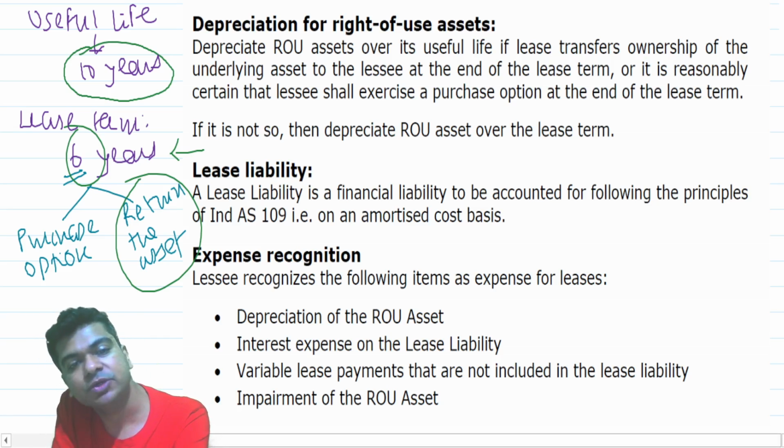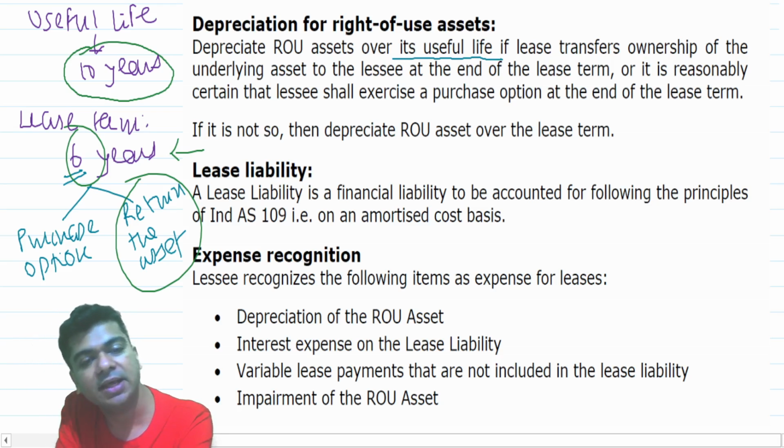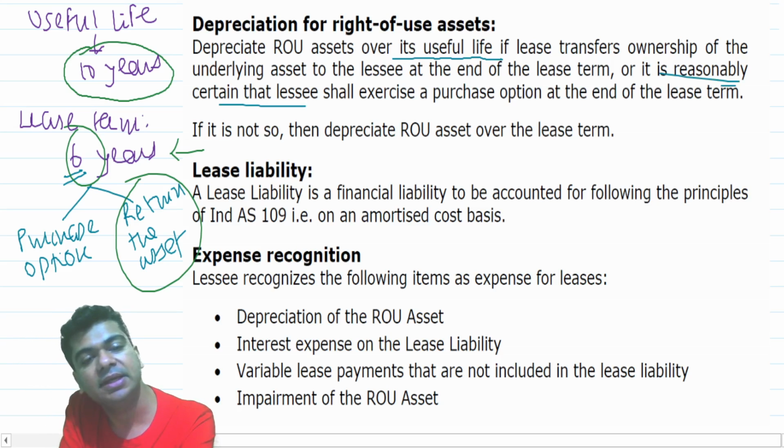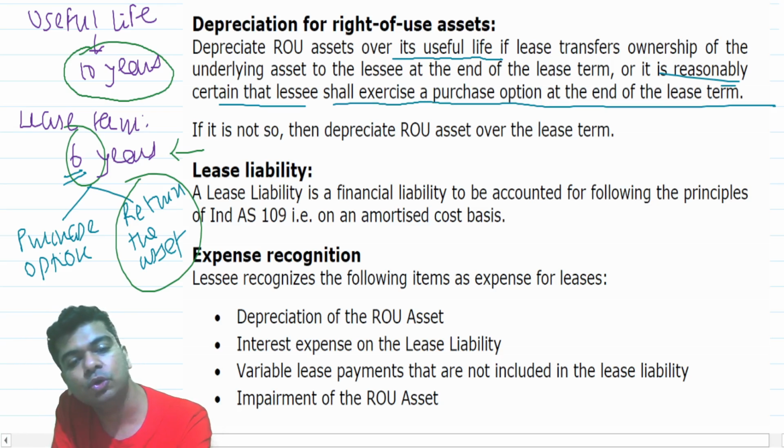Depreciate the ROU asset over the useful life if the lease transfers the ownership of the underlying asset to the lessee at the end of the lease term, or it is reasonably certain that the lessee shall exercise a purchase option at the end of the lease term. If not so, then depreciate the ROU asset over the lease term.